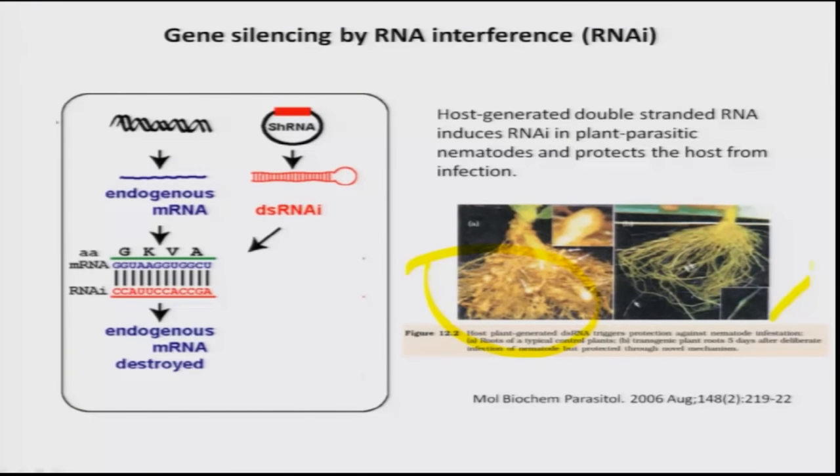Even if you now infect the plant with these nematodes, because the nematodes eat the plant cells for their survival, the double-stranded RNA gets into their gut, and that can trigger a systemic silencing of the gene. As a result, the nematodes don't grow, and therefore the infection is minimized. So these are some of the really powerful applications using RNAi.